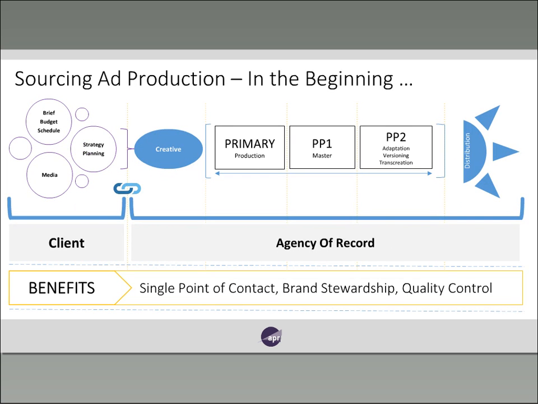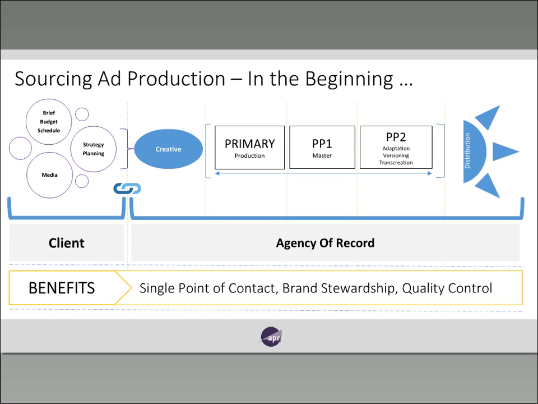Now, in the beginning, this is what it looked like. It was the client who was leading from the front, but as soon as the strategy was determined, the agency of record took over, developed the creative, managed the entire process, hiring the production companies, hiring the post houses, overseeing the adaptations and versioning, and making sure that the assets got out to market. That's where we started. For many years, it's been this way with the full service agencies.